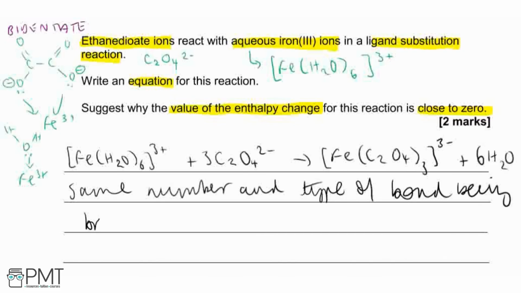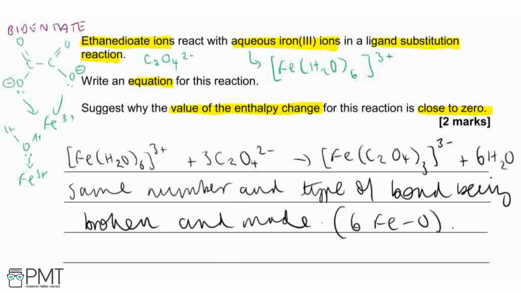being broken and made. So that's key as well, to have the same number. So we're breaking 6 coordinate bonds on the left and we're making 6 coordinate bonds on the right. So it's 6 iron-oxygen bonds in question here.